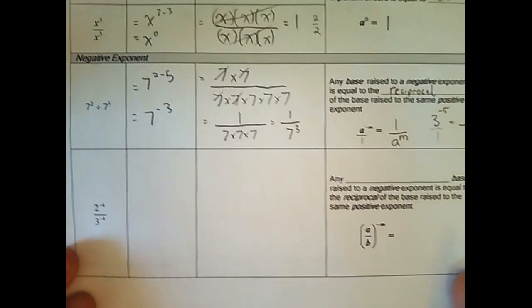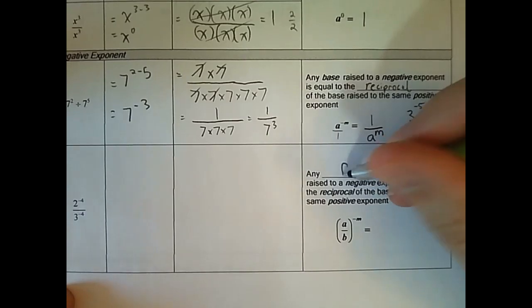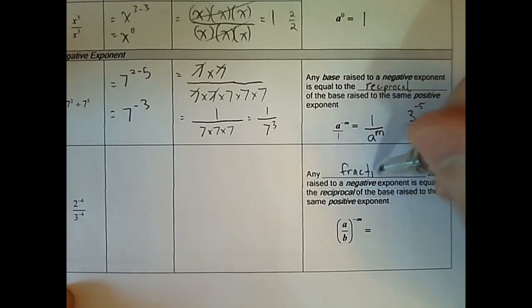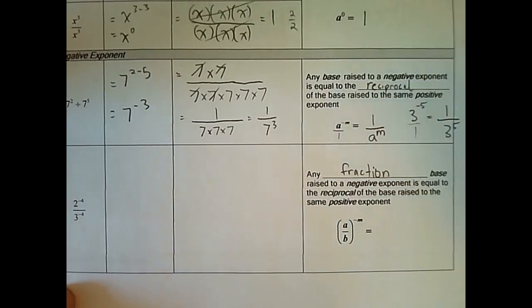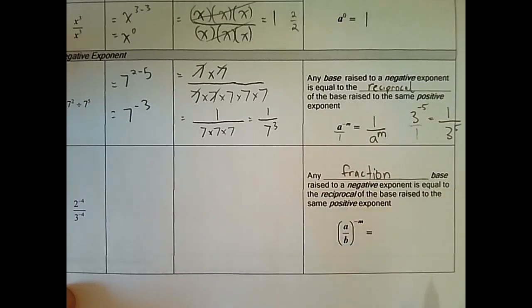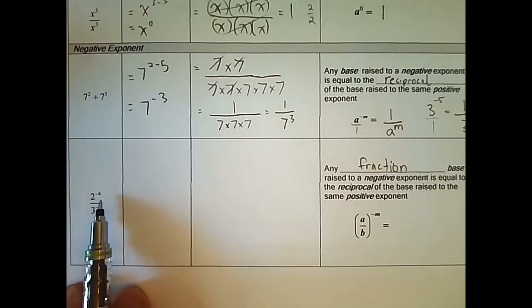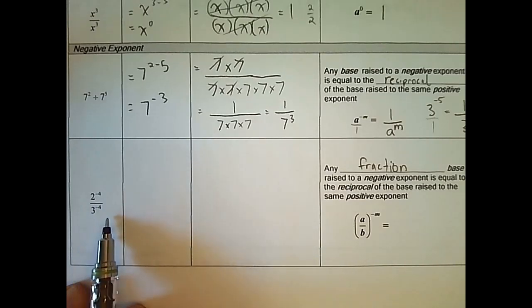Alright, last one. We actually have the same idea here, where if we have any fraction base, you might see the word rational too. I'm going to put fraction because I think we all know what we mean by fraction, but rational is the proper word. Any fraction base raised to a negative exponent is equal to the reciprocal of that base raised to the same positive exponent. So here we have a fraction base, 2 to the power of negative 4 over 3 to the power of negative 4.